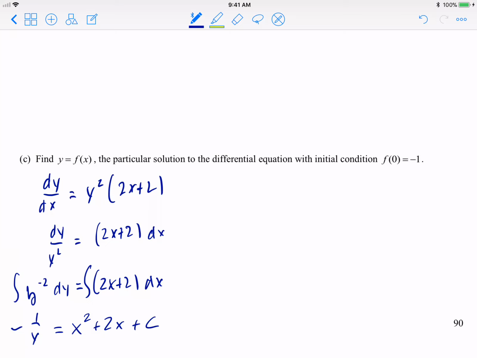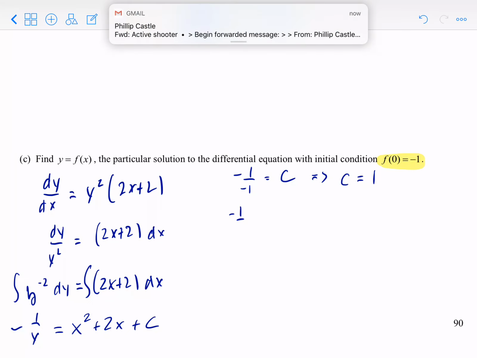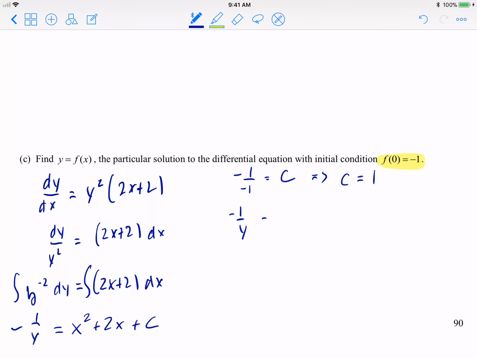Okay, I find my c value using my initial condition, f of 0 is equal to -1. So I'm going to come back up here at the top. That's going to be -1 over -1 is equal to basically 0 plus c. And so I see pretty immediately that c is equal to +1. So I have -1 over y is equal to x squared plus 2x plus 1.